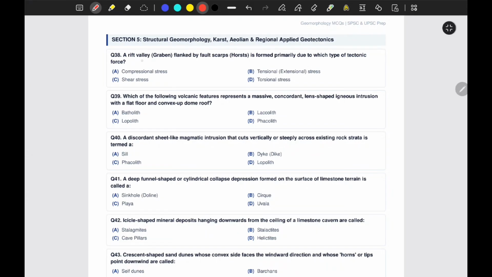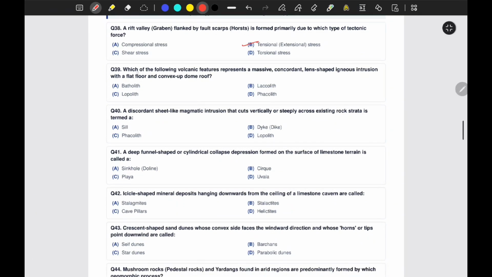Question number 38. A rift valley graben flanked by a fault scarp horst is formed primarily due to which type of tectonic force? Compressional stress, shear stress, tensional stress or torsional stress? Correct answer is option number B. Okay. 39. Which of the following volcanic features represent a massive concordant lens-shaped igneous intrusion with a flat floor and a convex up-dome roof? Correct answer is option number B, Laccolith.